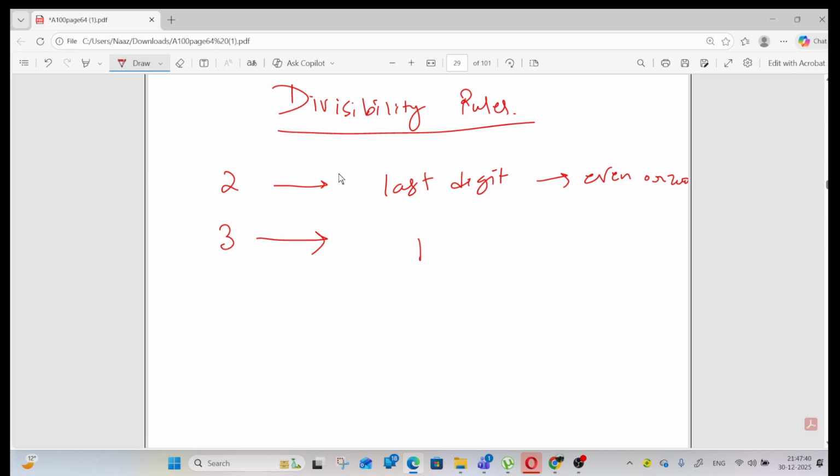So suppose we have 1, 9 and 2, okay? So if I add them, 1 plus 9 plus 2, how much is that? 10 plus 2, 12, right? 12 is divisible by 3, we know 12 is divisible by 3, right? That means this number is divisible by 3, okay?